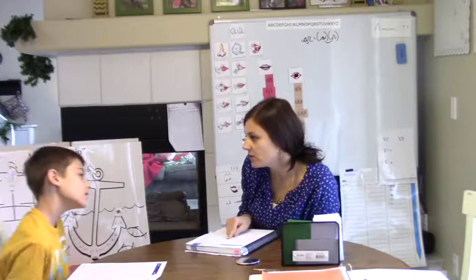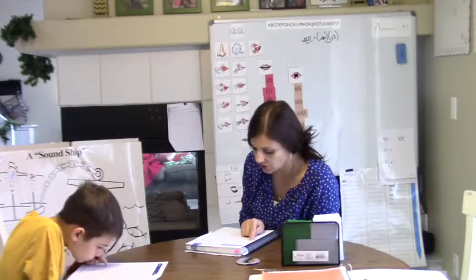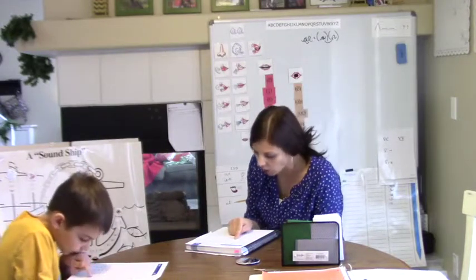We're going to echo read the first two lines, and then you're going to read the last two lines. Follow with your eyes and your finger. Chard. Smart. Clark. Scarf. Shard. Char. Spark. Shark. Snarl. Clark. Smart. Your turn.